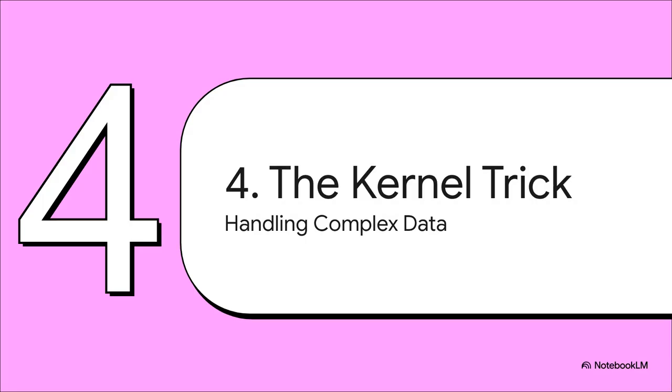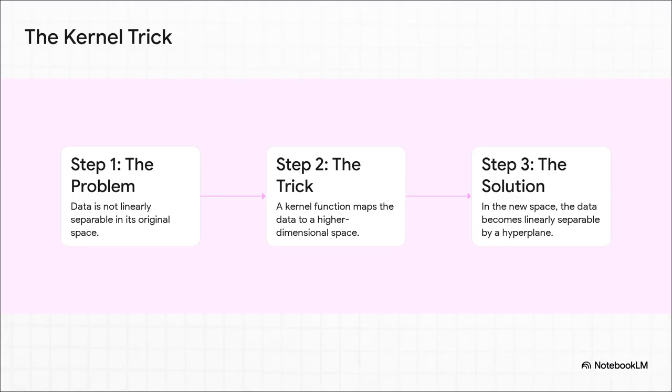But wait, there's more. SVM has this other incredible trick up its sleeve for when the data looks completely impossible to separate with just a straight line. It's called the kernel trick, and it's brilliant. So the problem in step 1 is that your data is all mixed up. There's no way you can draw a single straight line to separate the reds from the blues. But here's the trick in step 2. A special kernel function performs some mathematical magic, projecting the data into a higher dimension. And the solution in step 3 is that in this new dimension, bam! Suddenly, they're perfectly separable. It's an incredibly clever way to find a simple solution to a complex-looking problem.